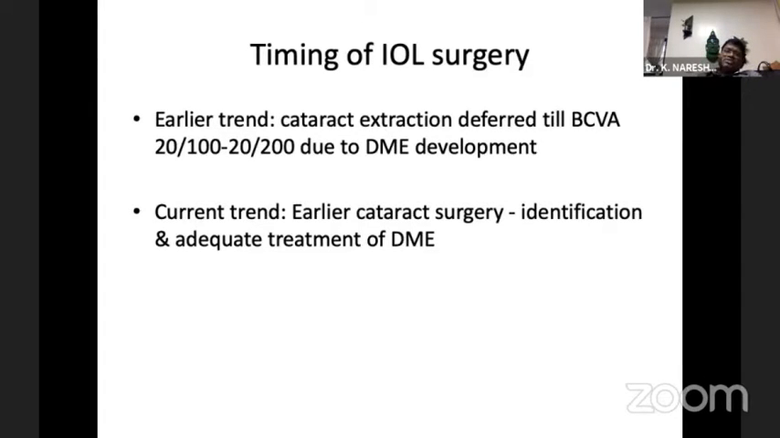Earlier, the trend was to wait to extract the cataract till the BCVA was 20/100 or 20/200 due to DME development, and then they go for the cataract surgery. But now the trend is to go for early cataract surgery so that you can identify and treat the DME quite early, because in the presence of a cataract, it's difficult to do a proper OCT also. Now OCT is the guiding thing for treating all these macular lesions. I think clear media is better. So it's better to go for earlier cataract surgery and then treat them.